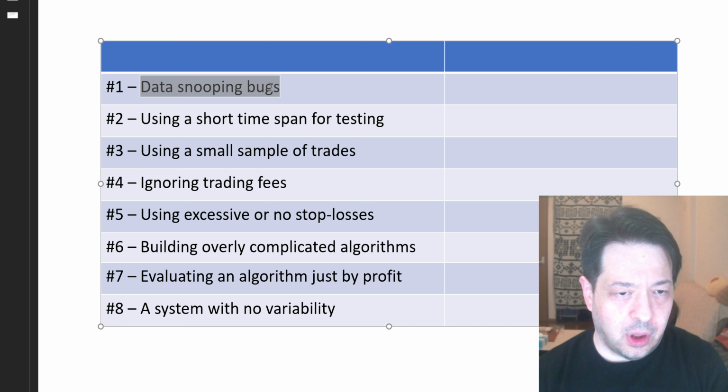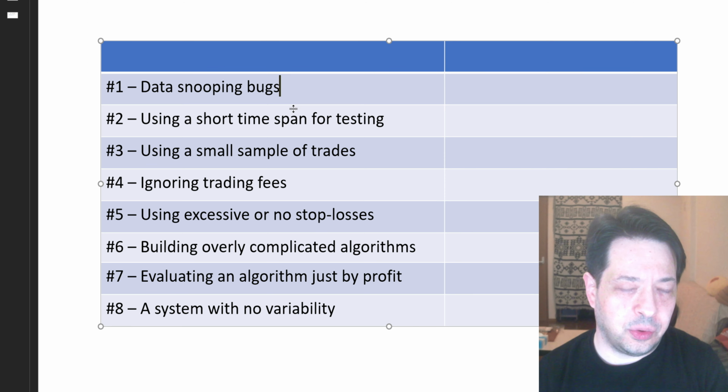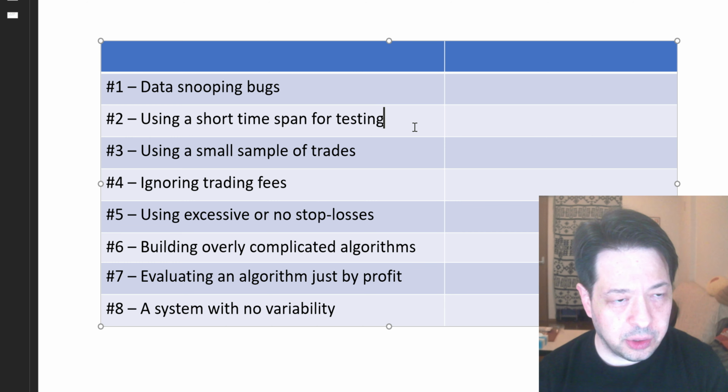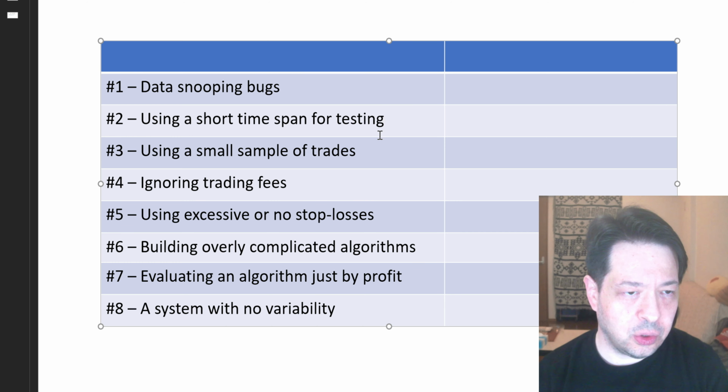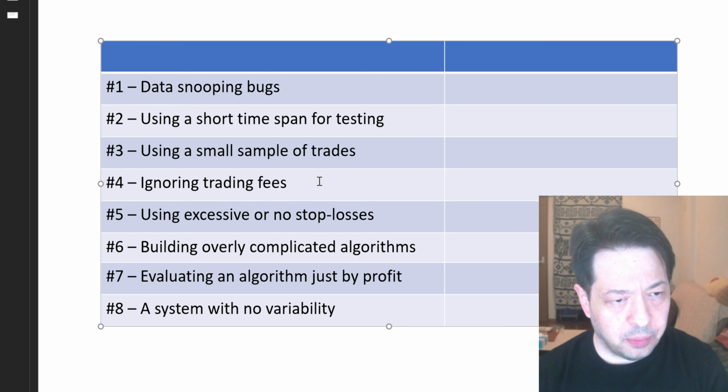And at the time, the list was, well, the first one is data snooping bugs, which means when the practical application of the code is somehow able to look into the future and execute a trade on data that normally wouldn't be available in real time. And the second issue is using a short time span for testing, so maybe using only a few months or 1 year. The third was using a small sample of trades, so only maybe a few dozen, 100, 200, which I consider to be still a small sample.